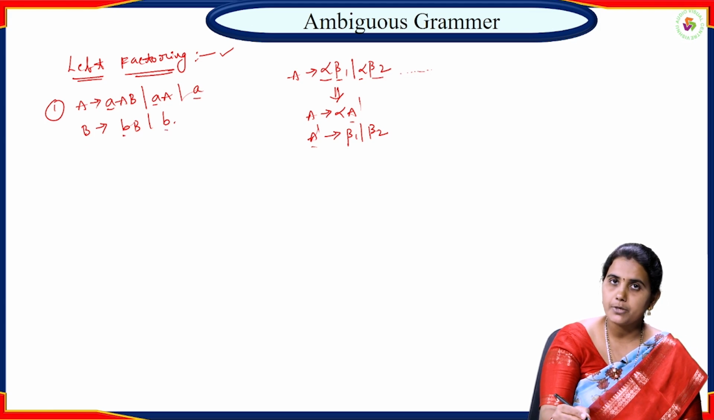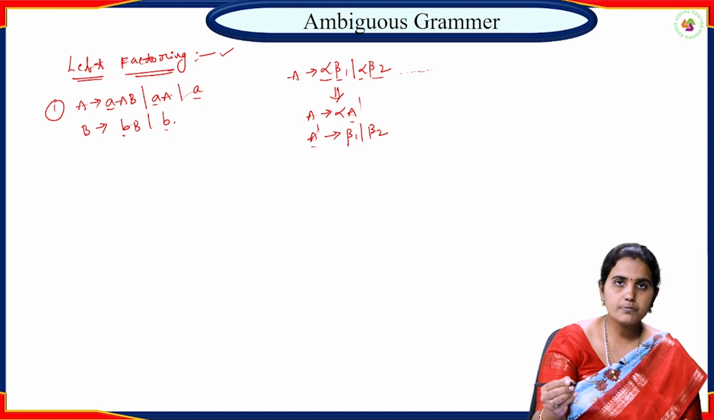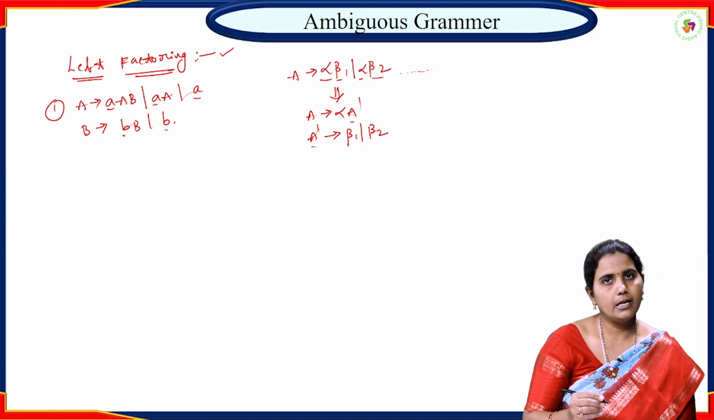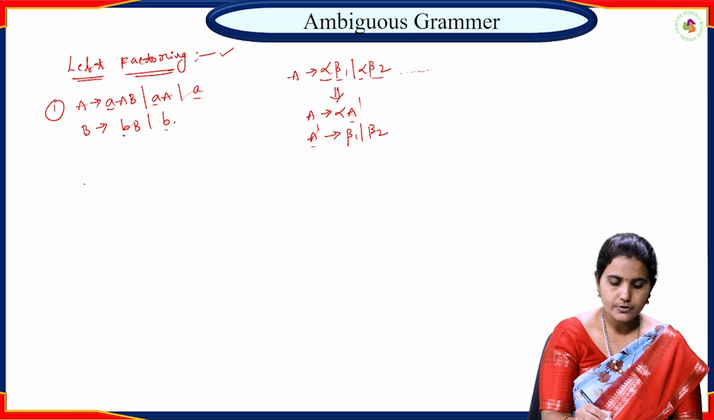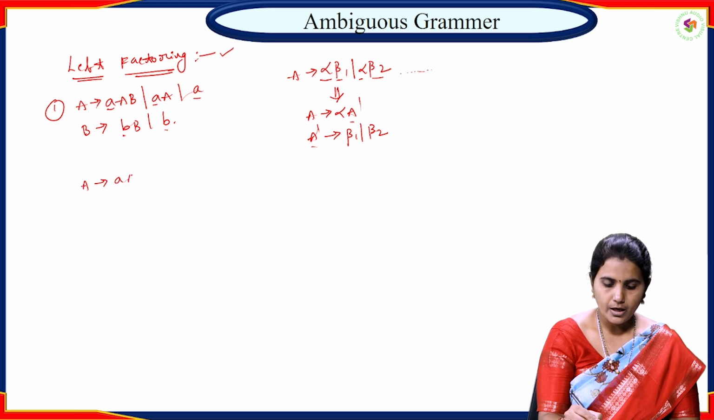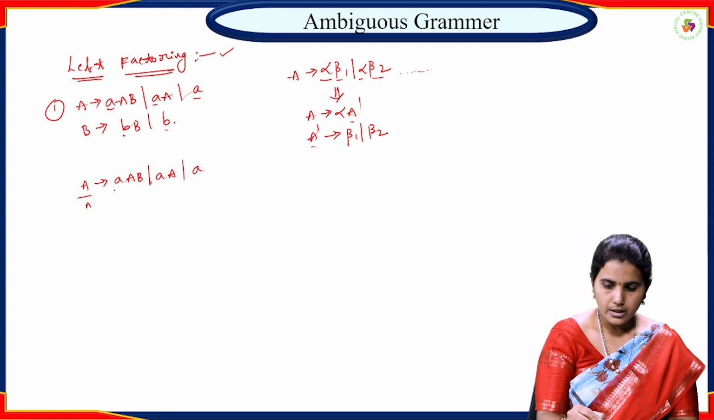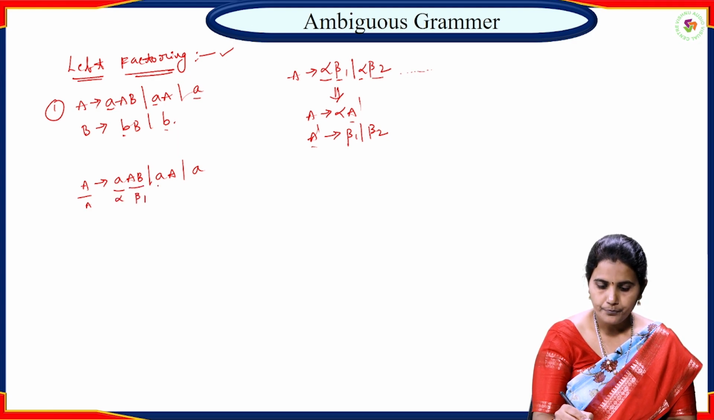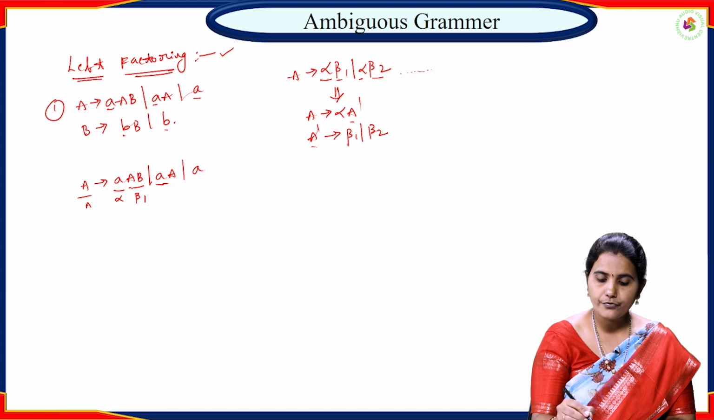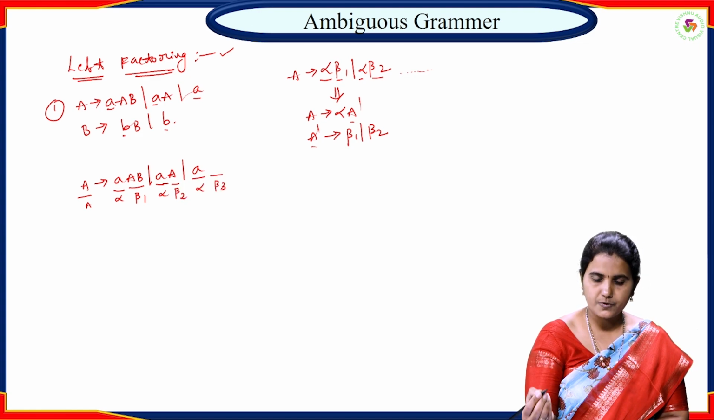B is followed by B, meaning the same symbol starts the productions, so you are going to apply the left factoring method. Let us start with the first one: A implies AB or A or A. Here the common symbol a is alpha, and the remaining strings are beta 1 and beta 2. This is alpha. Beta 3 is epsilon.